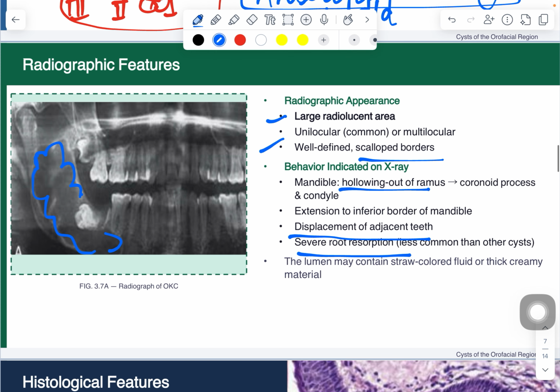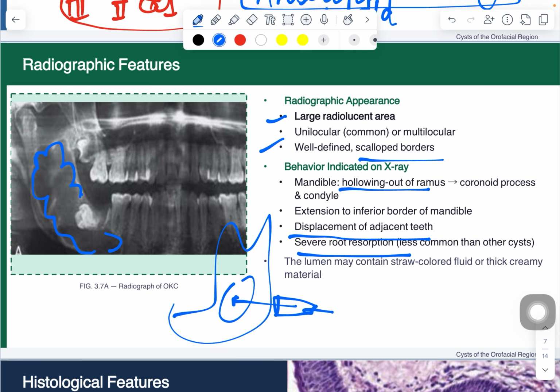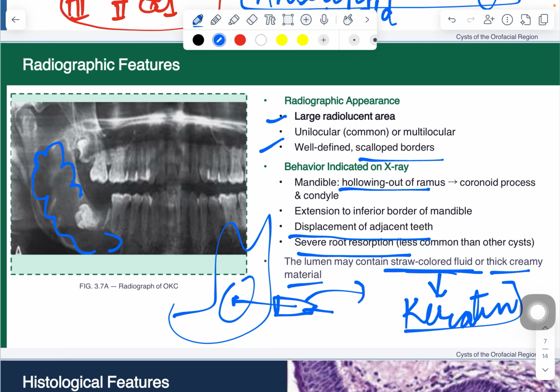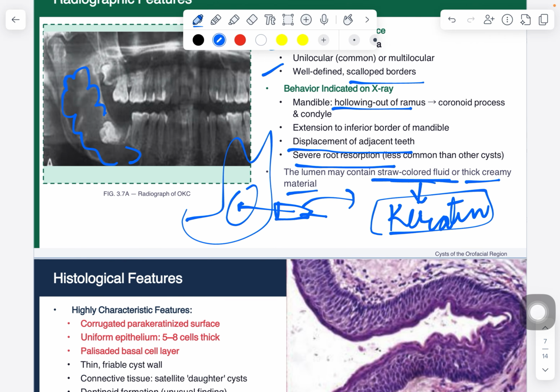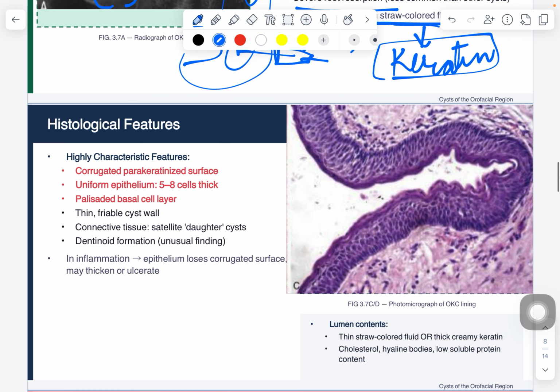We refer it to oral surgery, and what happens there is that the surgeon brings out a wide bore needle. So this is the cyst. The surgeon brings out a wide bore needle and aspirates the material. Now when we aspirate, what we get is a straw colored fluid or thick creamy material. This thick creamy material has the presence of keratin in it. Done. Coming to the histological features.